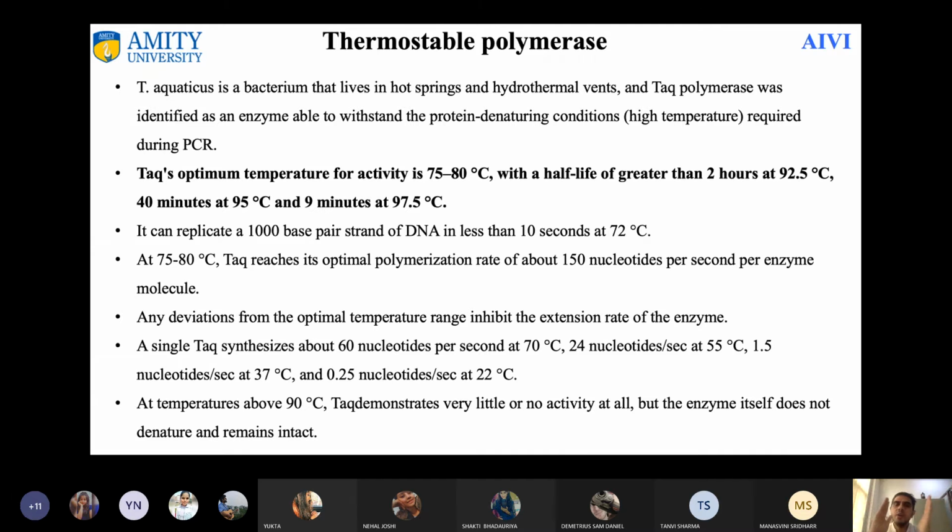coli, but the only difference between the thermostable and your normal enzyme is their amino acid sequence. Those amino acid sequences present in those enzymes make them stable to that temperature. But by nature and by activity, all the enzymes are the same. Or no, if they're not the same, they are similar. Similar means they are going to have all these three types of activity.